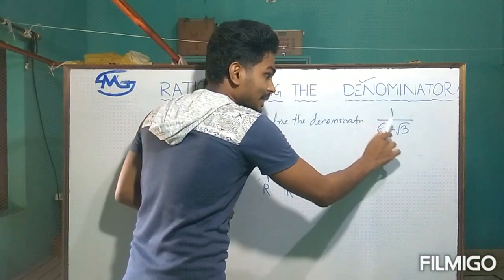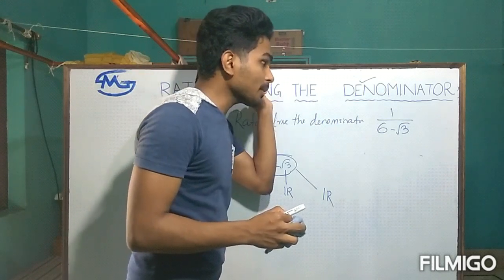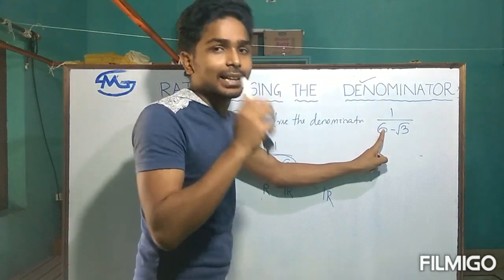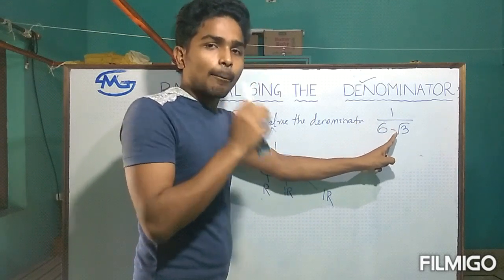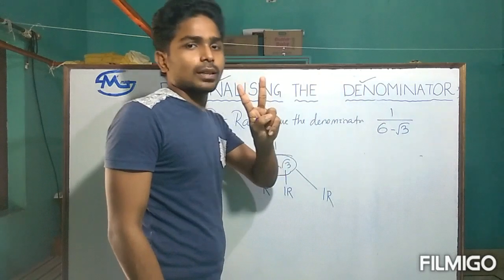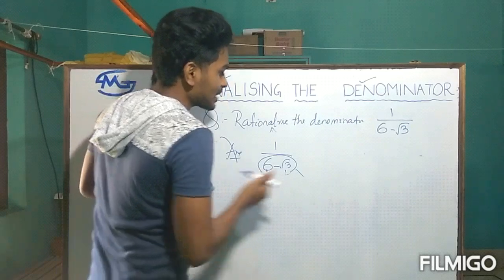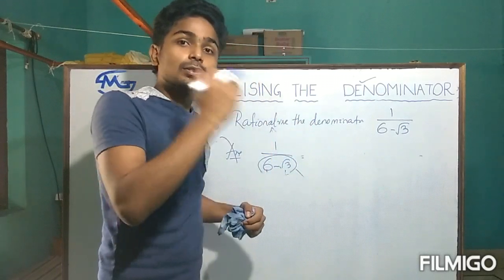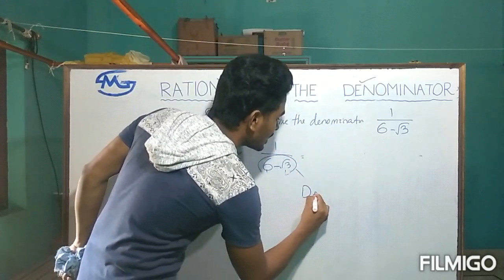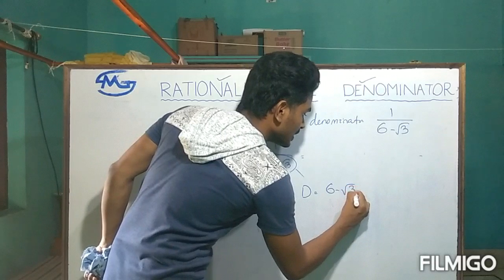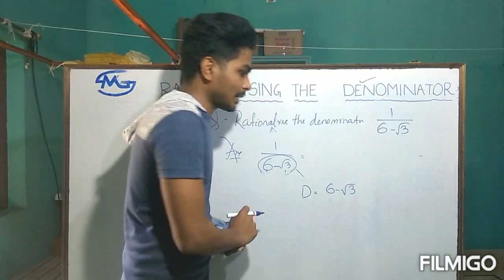Now we have to make that irrational number into a rational number. But here the problem is, in all of the above cases we have the denominator in only a single term. But here the denominator is in double term. That means it is a binomial expression. It contains two terms. So in such cases, what do we have to do? In such cases, we have to find the conjugate of the denominator. Okay. Here the denominator is 6 minus root 3. We have to find the conjugate of the denominator.